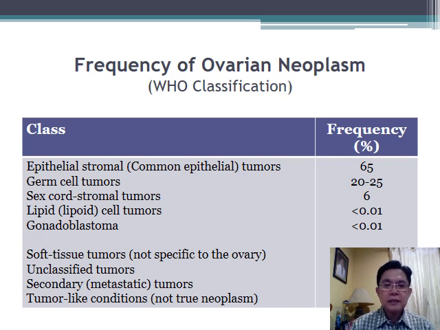So this is the WHO classification of ovarian neoplasms. The most common type of ovarian neoplasm is your epithelial ovarian tumors. Then the second most common would be your germ cell tumors, followed by your sex cord stromal tumors. We'll have to differentiate them later on. Lipoid and gonadoblastomas are rare ovarian tumors.